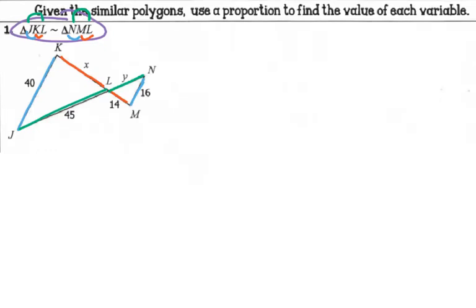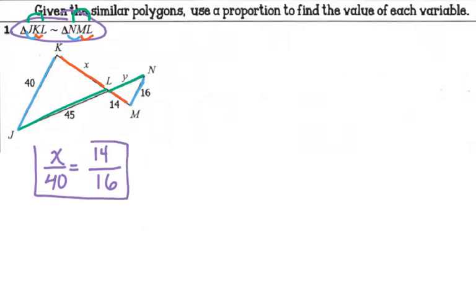So if I decided to set up a proportion with side x and 40, then I'll set that equal to the side that corresponds to x. The side that corresponds to x is 14, and the side that corresponds to the 40 is 16. So at this point, once we've set up our proportion, then we can cross multiply and solve. So we'll have 16 times x equals 14 times 40. And let's go ahead and solve.